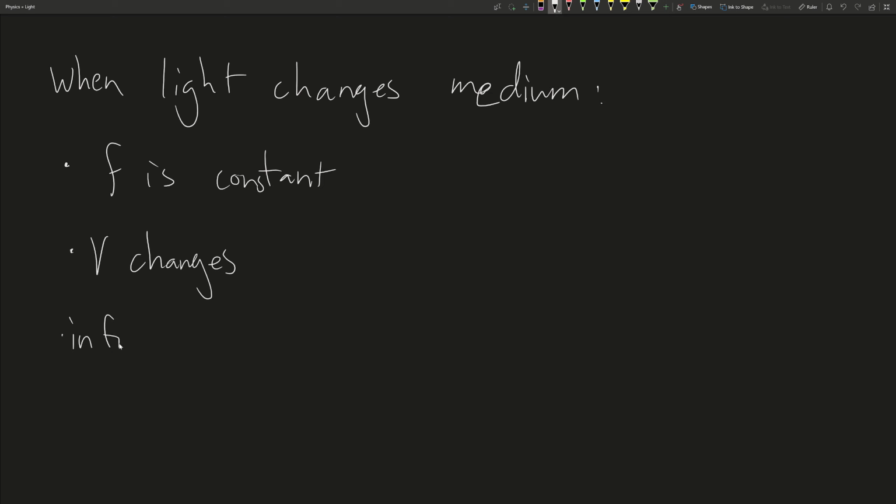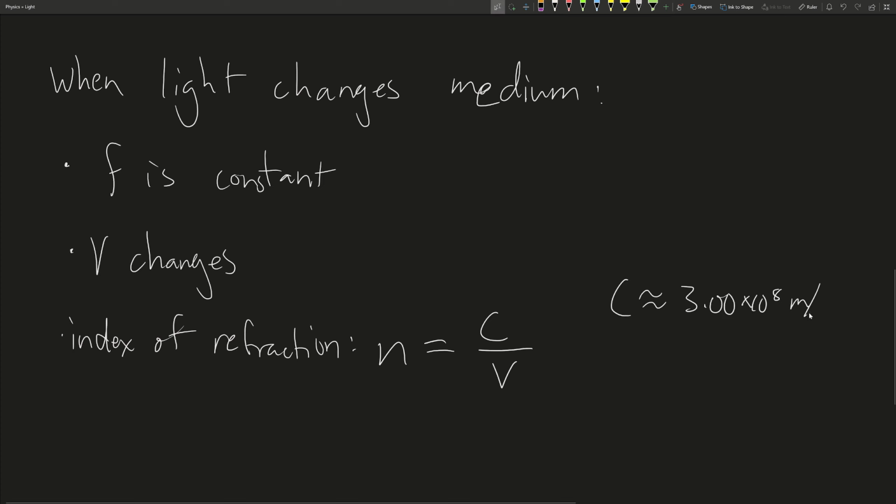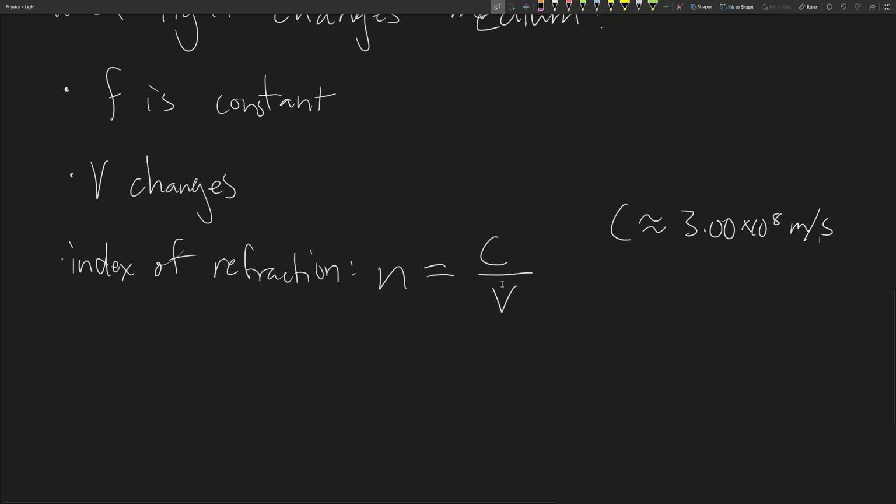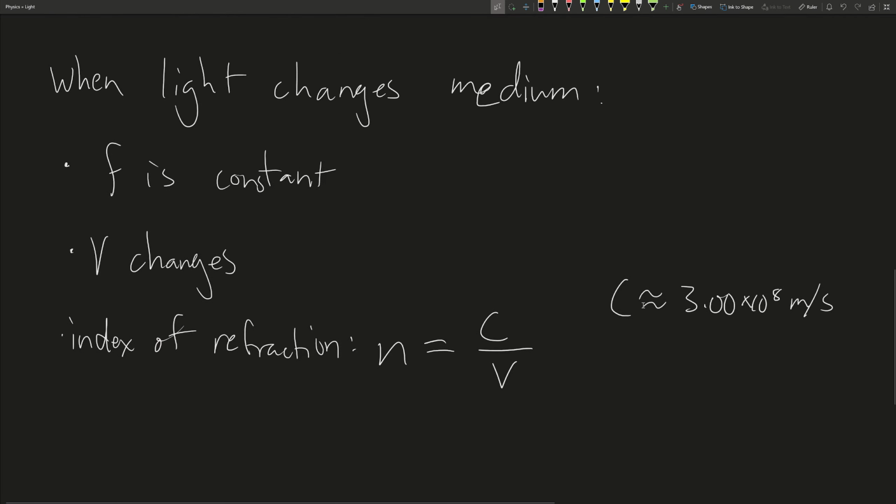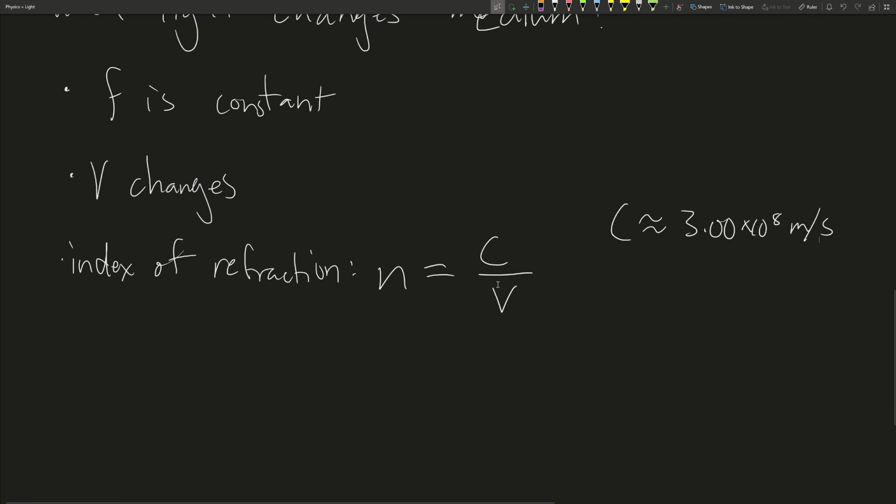So index of refraction, that's n, the variable n is the index of refraction, is equal to the speed of light in a vacuum, which is c, divided by the speed of light in that material, which is v. And c here is roughly equal to 3.00 times 10 to the 8 meters per second. This is the fastest light can go. And in some materials, light will slow down, and it will slow down to different degrees.